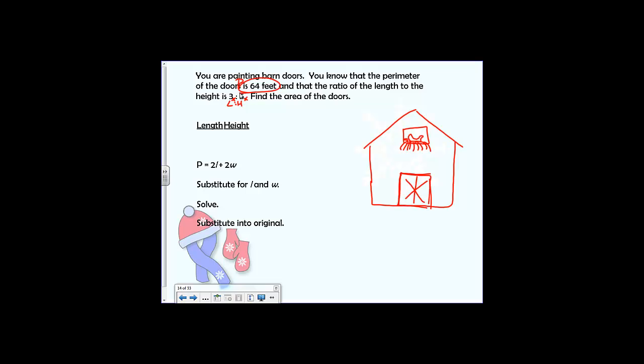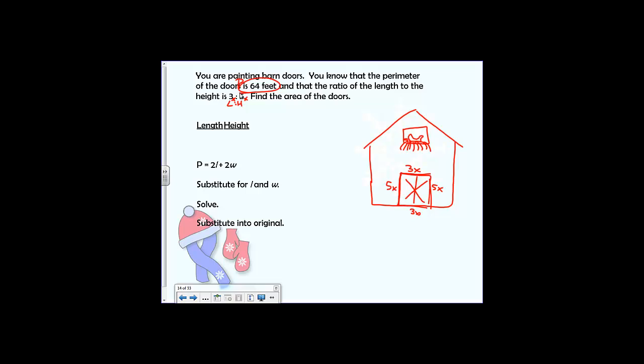So here's what I'm going to do. I'm going to come over to my picture. The length is 3x, the height is 5x. So I'm going to label them on my picture. And if I know this is 3x, isn't this also 3x? And if this is 5x, this is also 5x.